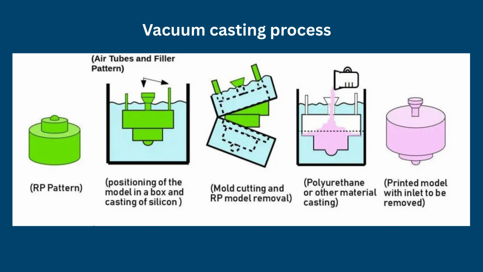Vacuum removes entrapped gases from both the mold cavity and casting resin, significantly reducing porosity while improving dimensional accuracy and surface finish. Vacuum casting is capable of producing approximately 20 to 50 high-quality replicas from a single silicone mold, depending on mold complexity and resin chemistry. It is particularly valuable for automotive interior components, medical devices, consumer electronics housings, and functional engineering prototypes.